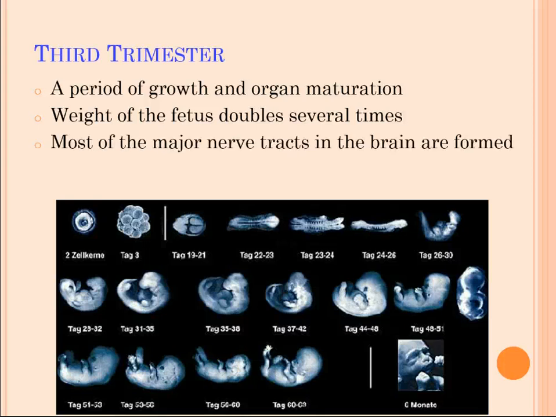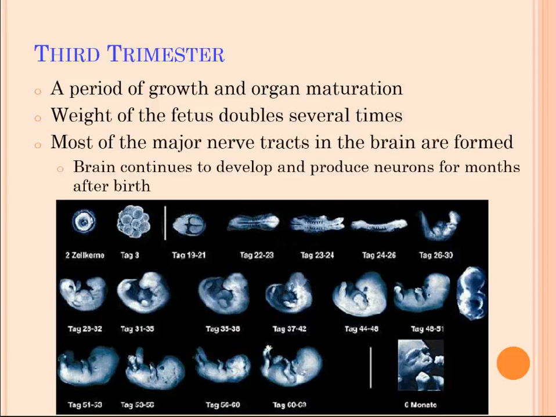Okay. Now, the other thing is most of the major nerve tracts in the brain are going to be formed at this point, but interesting thing is that the brain is going to continue to develop and produce neurons for months and months after birth, up to 3 years maybe. But your brain doesn't fully stop developing until you're around 25, and so the brain is the slowest thing to develop, and interestingly enough, the big brain is one of the reasons that we have the social structure that we do, because we need to care for these little babies.